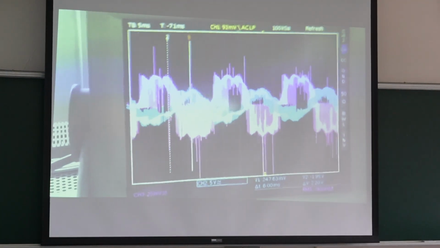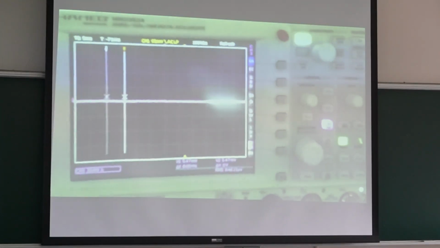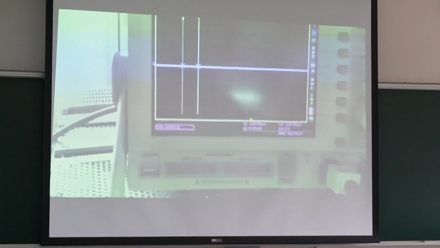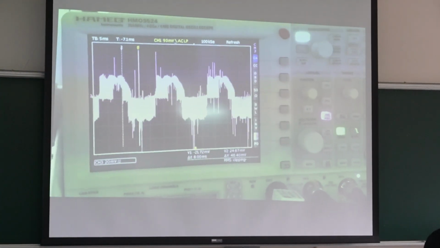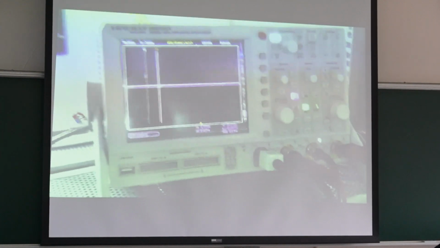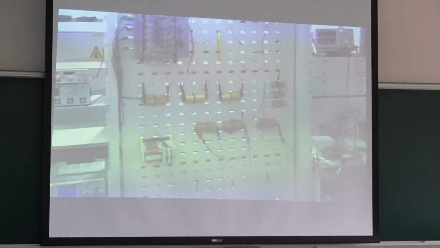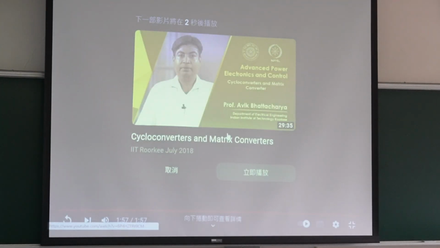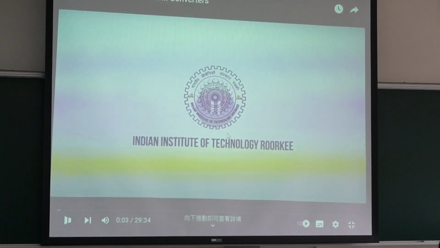Now regeneration: the voltage and the current are out of phase to do the regeneration. So you can see this is the voltage of the motor. Okay, so this is a demonstration of the real matrix converter.